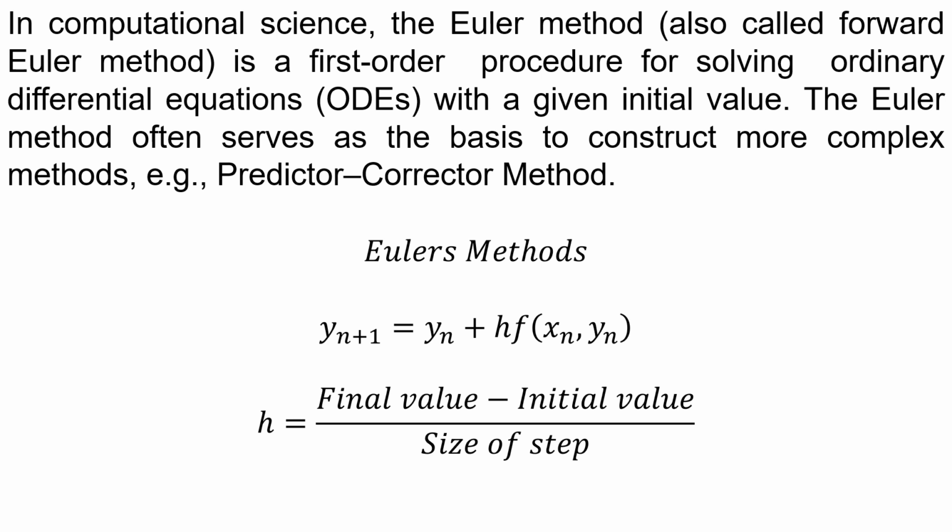When we want to solve the equation with the help of the predictor corrector method, this method can also be used. The formula is y n plus 1 is equal to yn plus h f of x n, y n. The value of h depends upon the size of step, because the final value and initial value will be given, and the size of step you have to choose depending upon the accuracy.